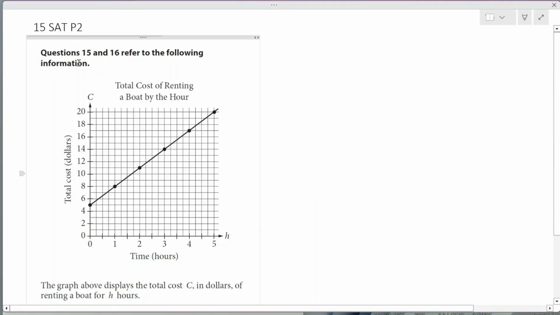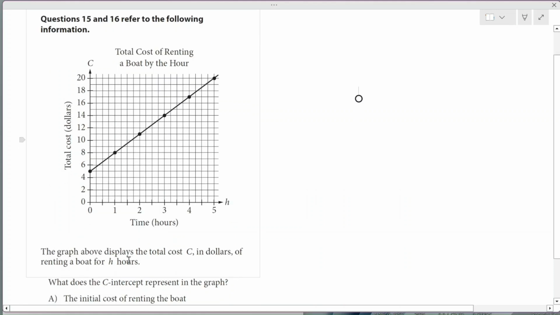Question 15. Questions 15 and 16 refer to the following information. You have a graph here. Title: Total cost of renting a boat by the hour. On the y-axis, you have total cost in dollars. On the x-axis, you have time in hours.